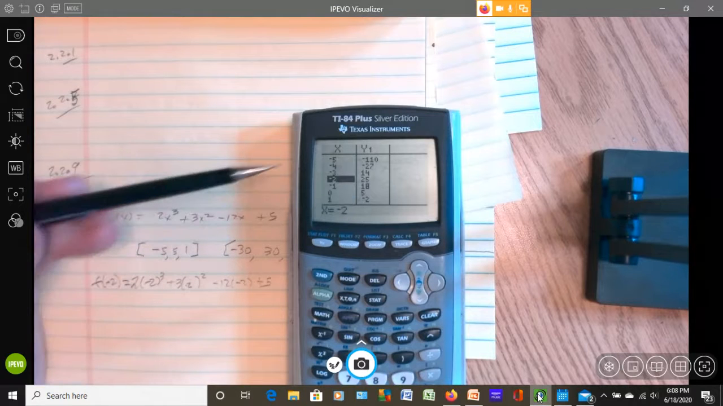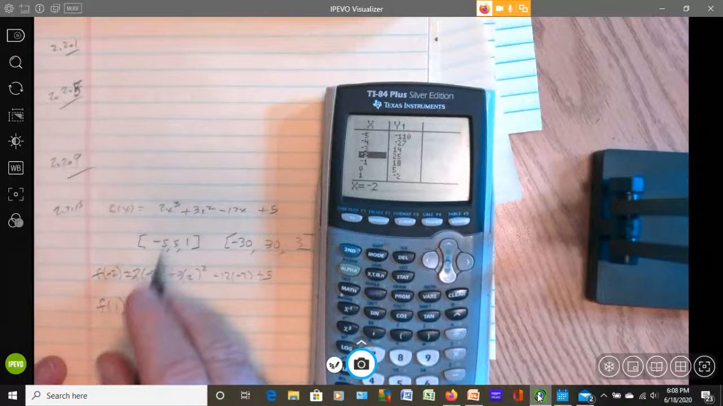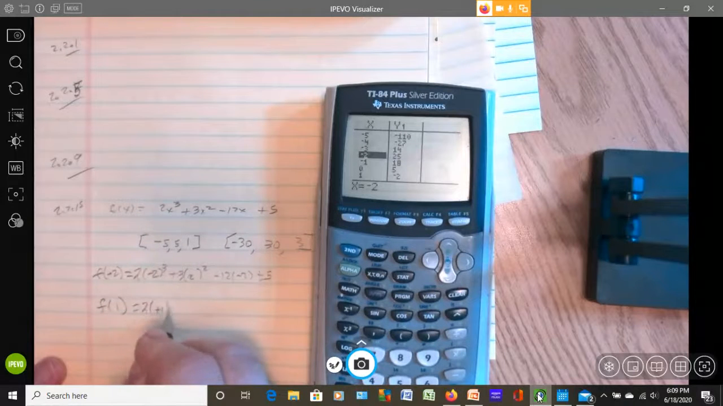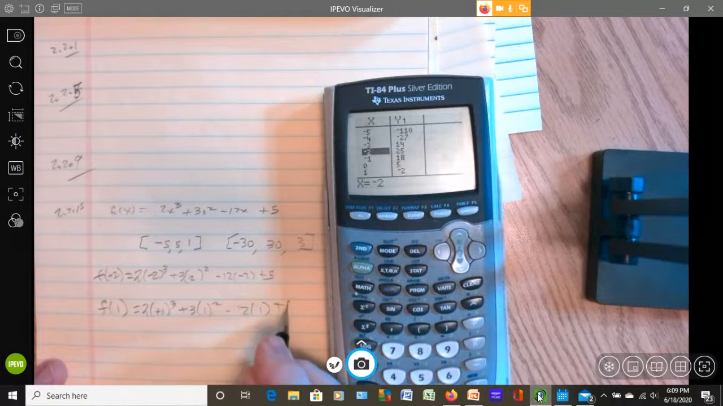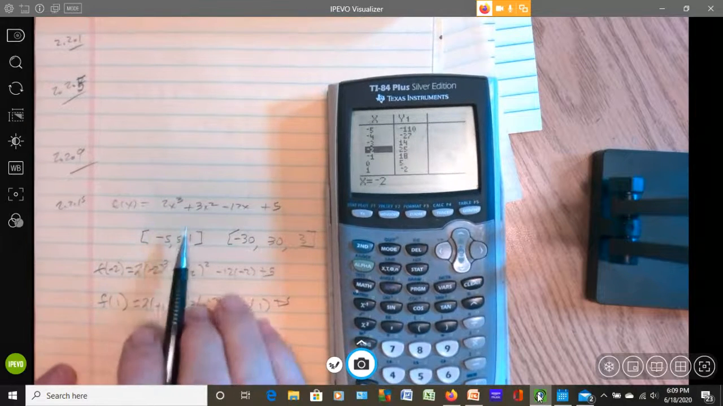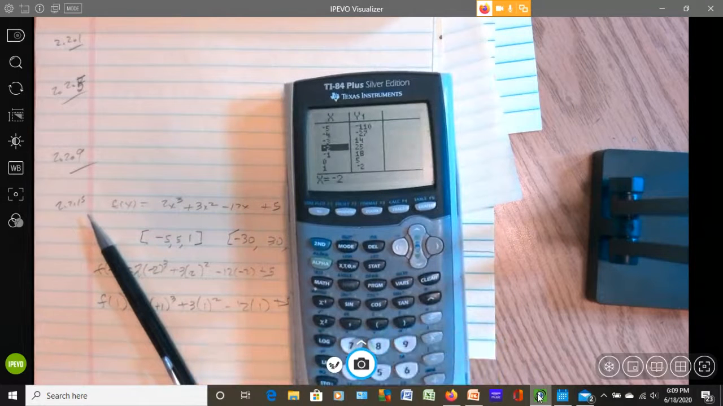And you say, I don't have a calculator. How am I going to do that? You're going to have to say the function evaluated at plus 1 is, and then you're going to have to go through this. You're going to have to say it's 2 times plus 1 cubed plus 3 times 1 squared minus 12 times 1 plus 5 and evaluate the function at 1. But I have a calculator, so I don't have to do that. So it has a relative minimum when x is 1, and therefore y is minus 2.